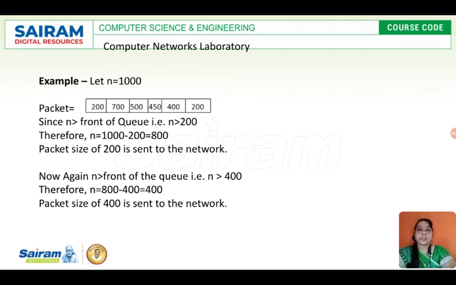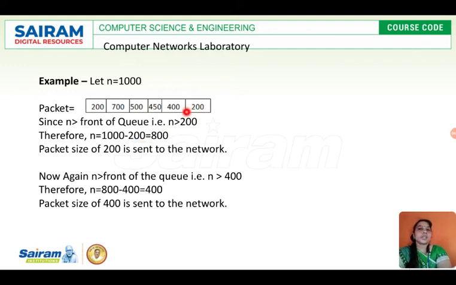So what is the first packet we are seeing here? If you see, the first packet in the queue is 200. So what do I have to do? I have to check whether n is greater than this 200. Yes, n is greater than 200, so my bucket can occupy this 200.